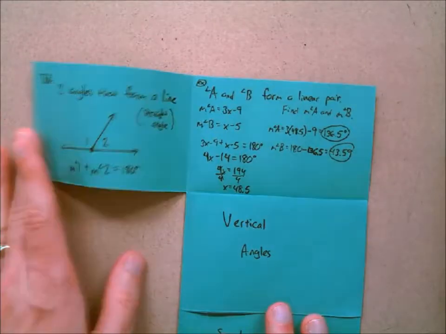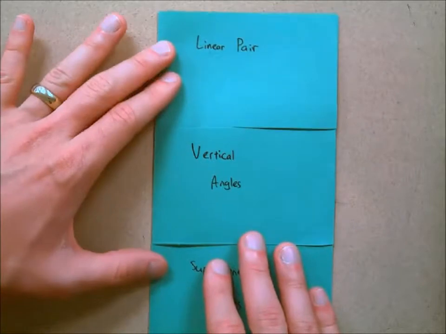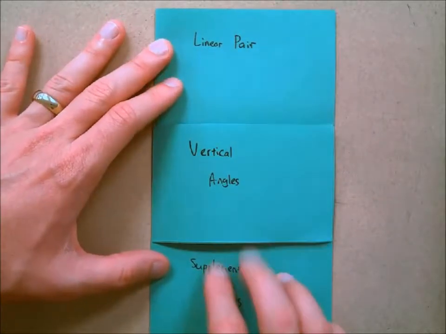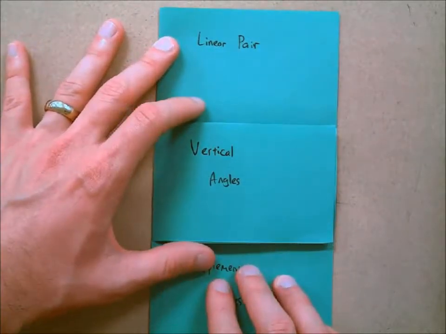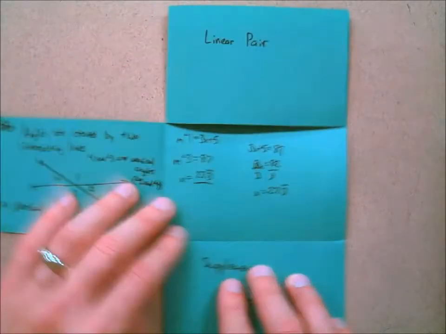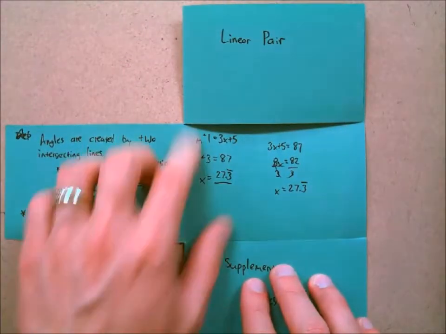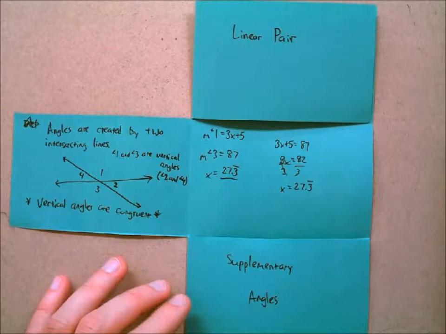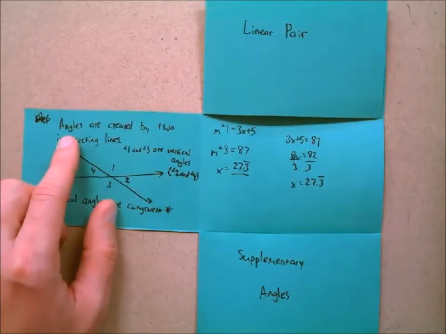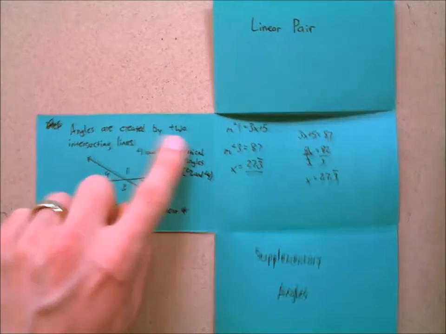All right, the next angle pair that we talked about was vertical angles. Now, I'm not going to give you the official geometric definition for vertical angles just yet. I'll describe how they're made and what they look like first, and then we'll talk about the official geometry definition. Vertical angles are angles that are created by 2 intersecting lines.